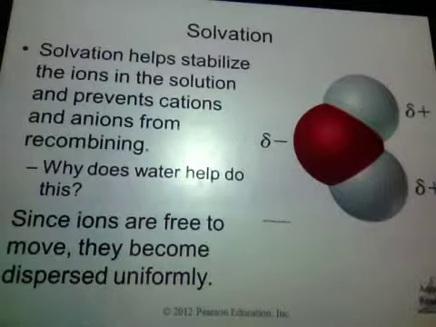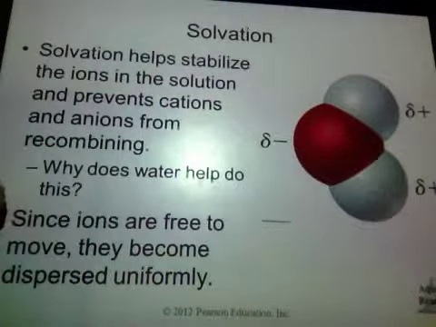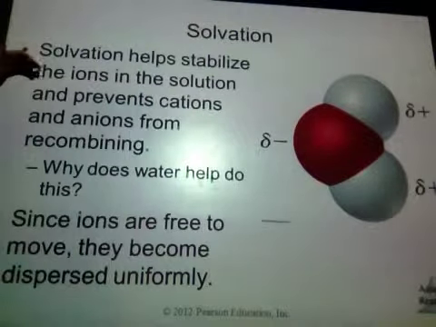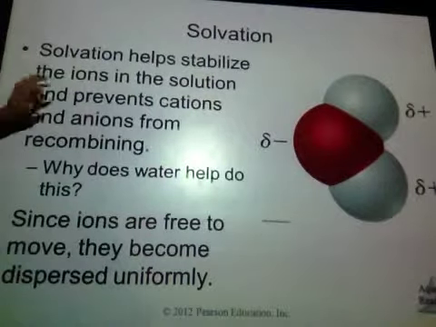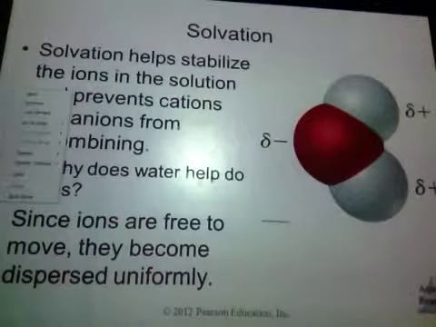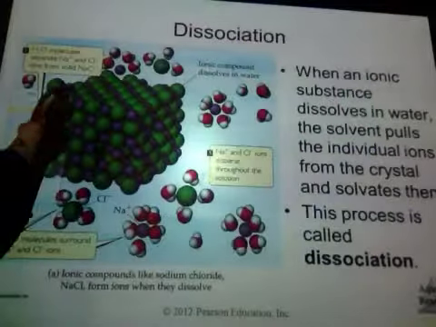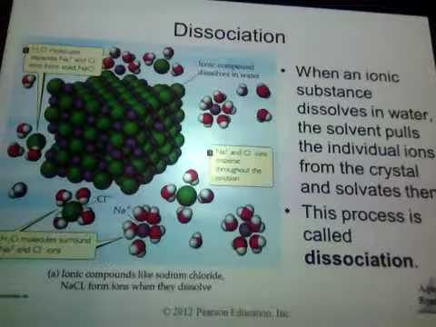Okay, so again, dissociation, we can have a specific type of dissociation, and that's called solvation. And solvation is simply when I have dissociation and the solvent is water. So solvation can help stabilize ions in solution, and it can prevent cations and anions from recombining. And it does that because, let's go back. So again, this says solvation helps stabilize ions in solution, and it prevents cations and anions from recombining, if I go back to my last one, from forming salt again.